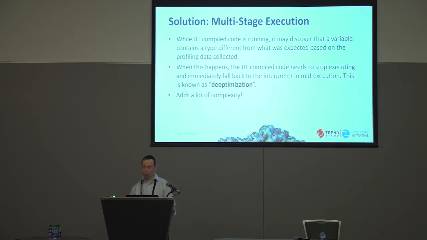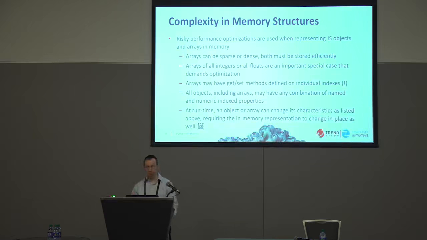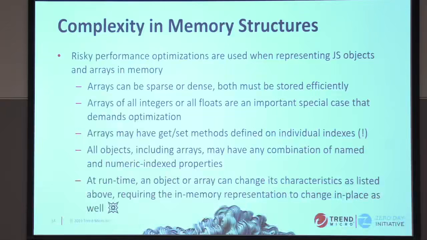So this adds an enormous amount of complexity, both in the type checking logic and in the infrastructure needed to make it possible to switch from compiled code back into the interpreter in the middle of executing a function. But that's not all. Not only are JavaScript engines algorithmically complex, as we have just described, but the data structures that they use are complex as well.